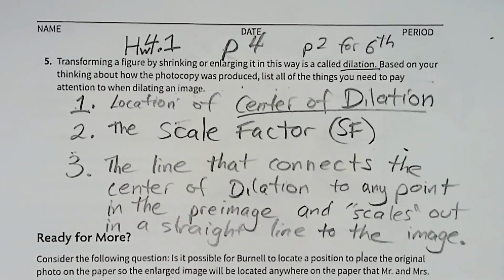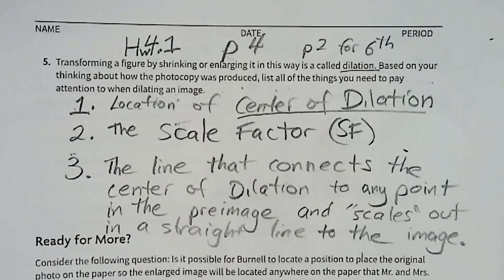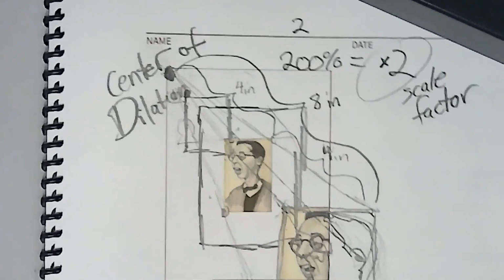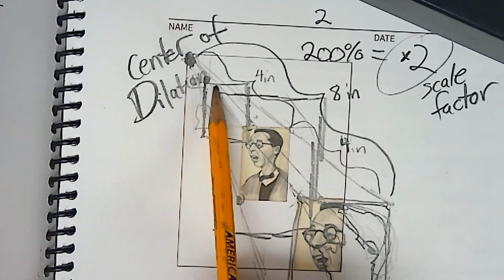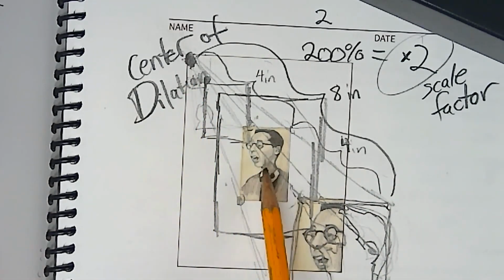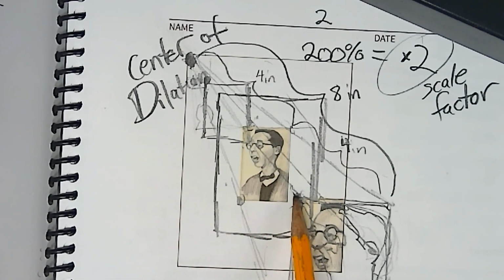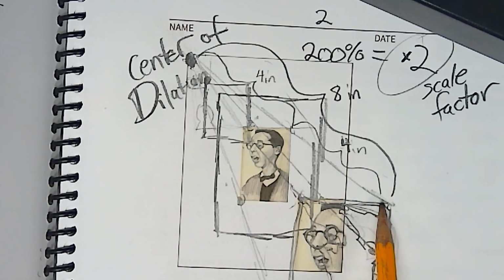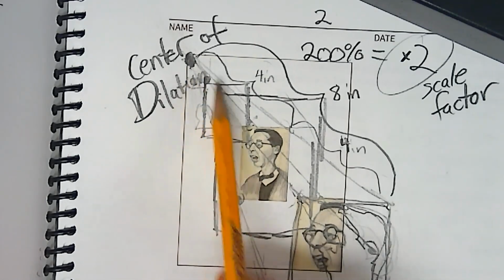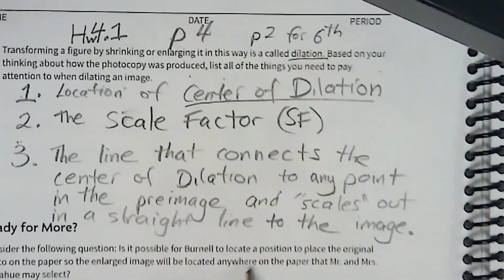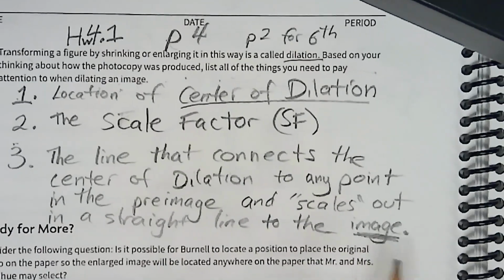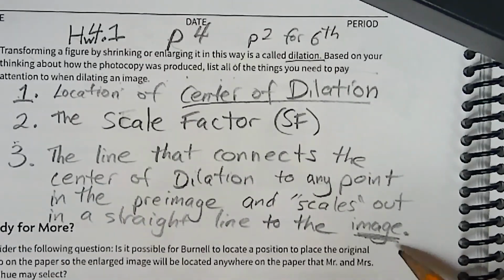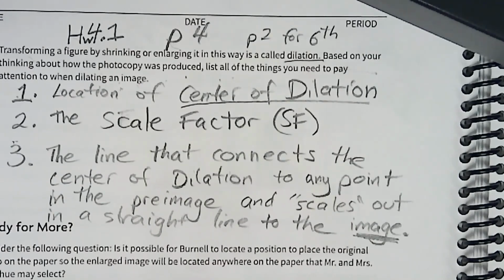Okay, so that's these lines. Center of dilation. They push a point here out to here, or they push this point out to here, along the line. See, it all connects back here. They all go back to the center of dilation, and all of the image points are on a line that connects them to their pre-image point.